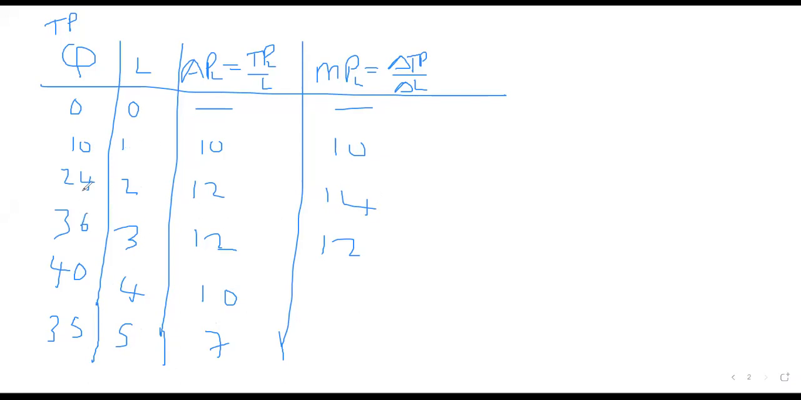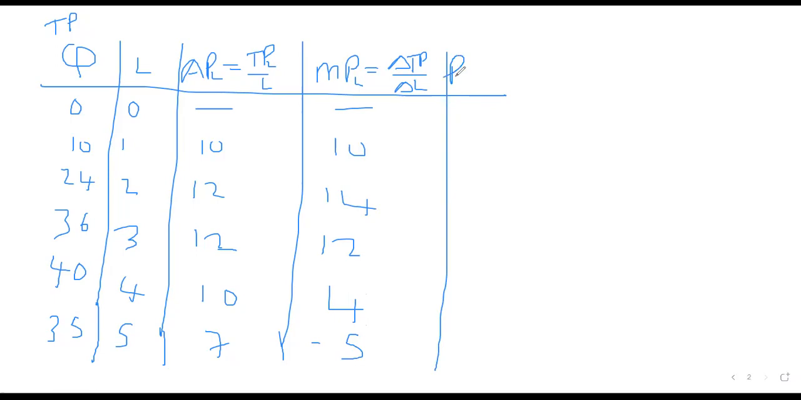Then here is 36 minus 24. What do we get? 12. Then this is 1. Then here we have 40 minus 36, which is what? 4. And here we have a 4. Then here 35 minus 40 is -5. Here we have -5. All right.